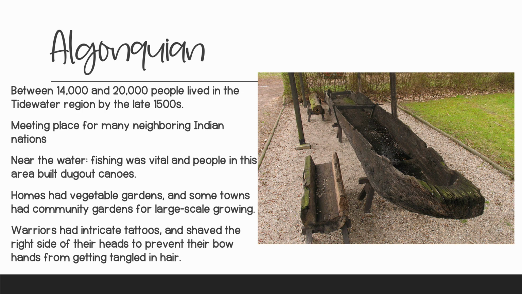In order to travel, Powhatan people built dugout canoes by burning a hole into a log and scraping the inside out. Many homes also had vegetable gardens like you might see today, and some towns had large community gardens for large-scale growing. Finally, the Powhatan were unique in appearance because their warriors had intricate tattoos and they shaved the right side of their heads to prevent their bow hand from getting tangled in their hair.